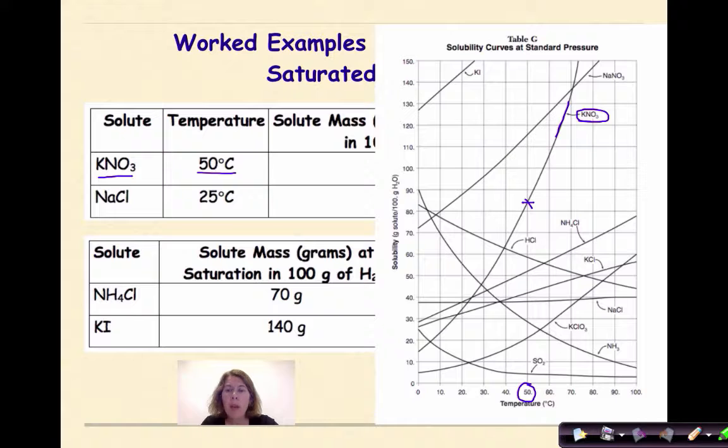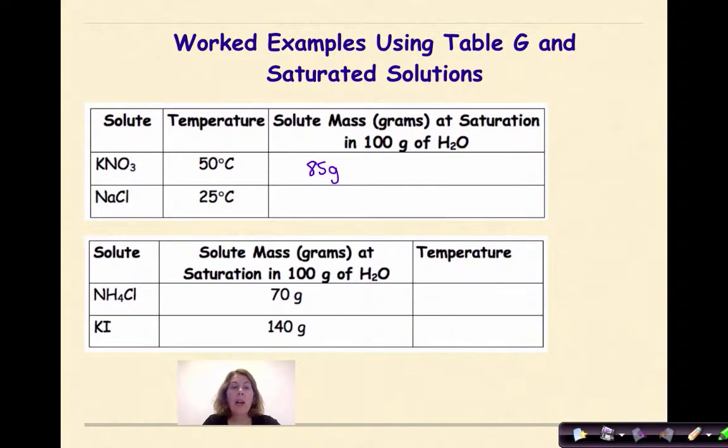So at 50 degrees Celsius, that is where it's going to intersect the line, and where it intersects the line is the saturation point. Then I'm going to go over to the y-axis and see what is the amount of solute that will dissolve at saturation. Based on these results it's probably 85 grams. So over here, I'm going to write 85 grams. So again, that's potassium nitrate at 50 degrees Celsius, 85 grams of solute will dissolve in 100 grams of water at saturation.